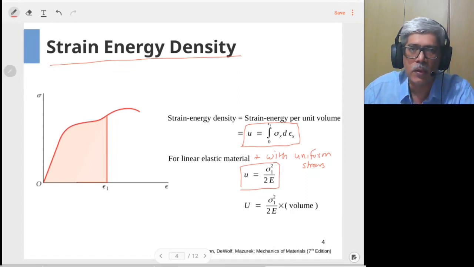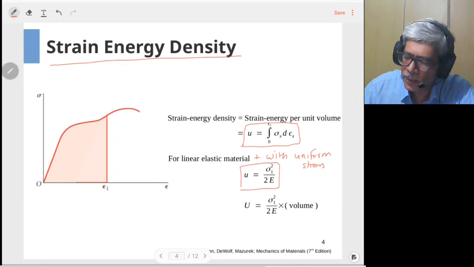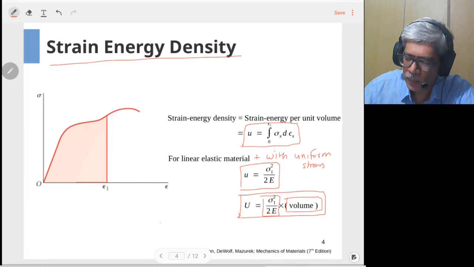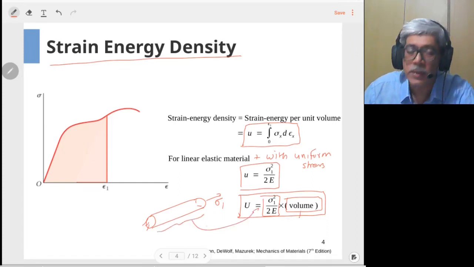In case we want to find out the total energy content in the entire body, we'll multiply the strain energy density by the volume of the body. So we'll get the total strain energy content in a body. For example, if I want to calculate the energy content in a bar which is subjected to stress sigma 1, it would be given by the expression sigma 1 square by 2E multiplied by volume, where volume is the volume of this particular rod.